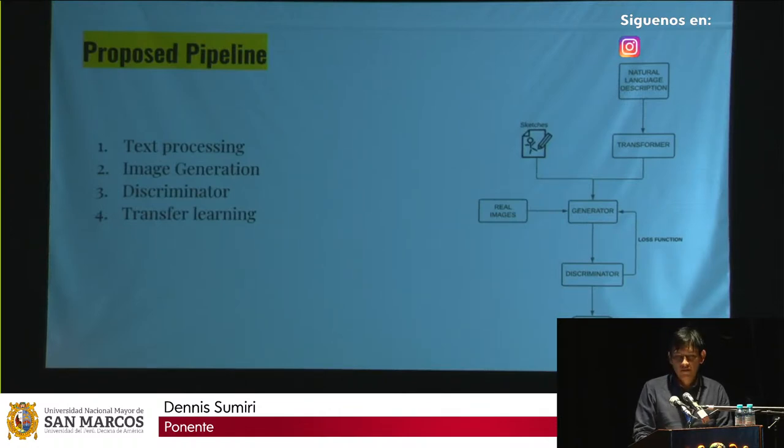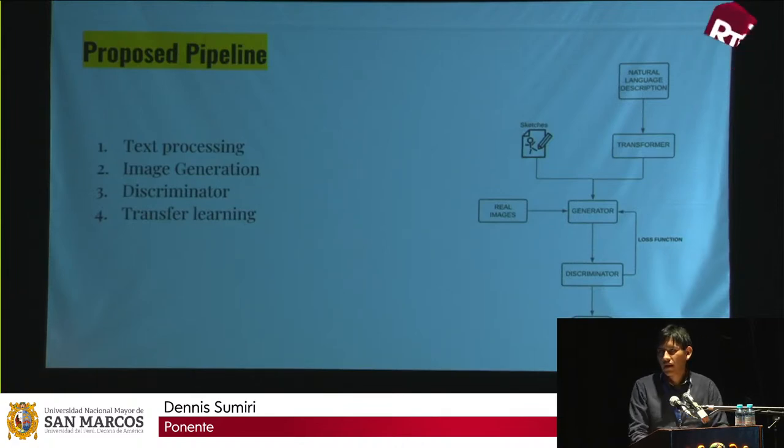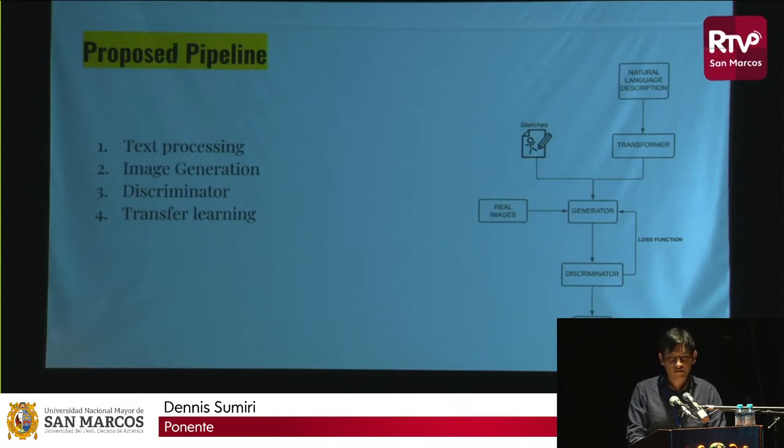First, the first step is to process the text. Then we will take this processed text to the generator with the sketches, and then we will send the output of the generator to the discriminator. And an extra step is the transfer learning that I am using to reduce the cost and the use of resources for the generator.